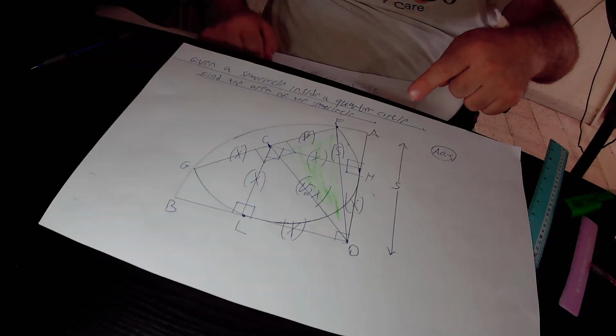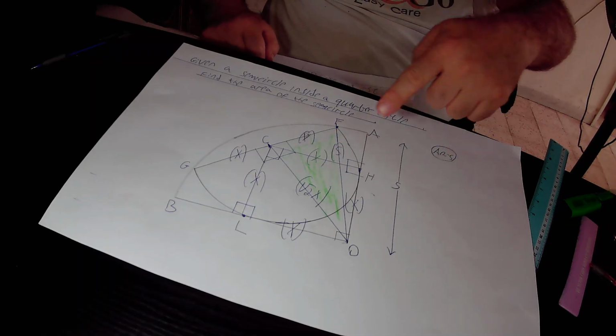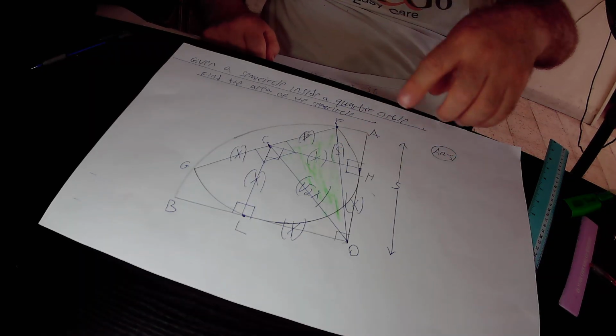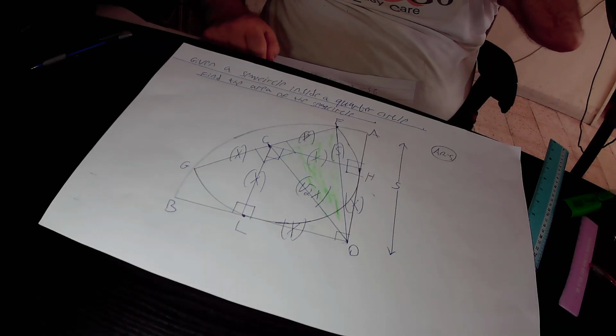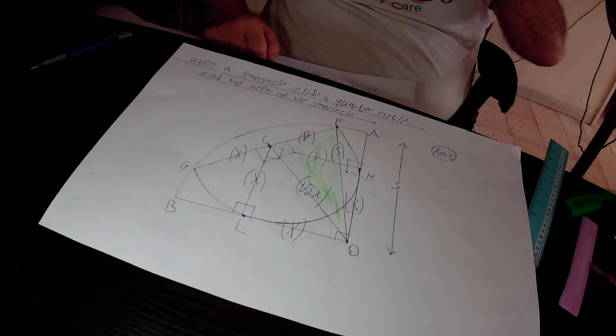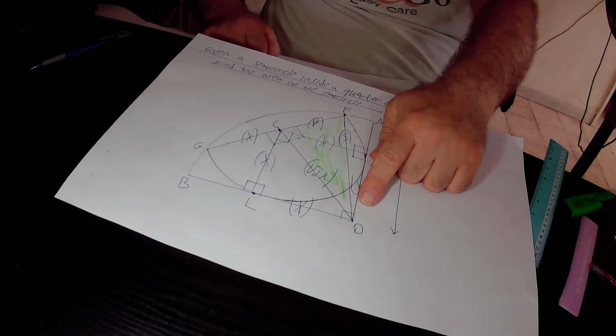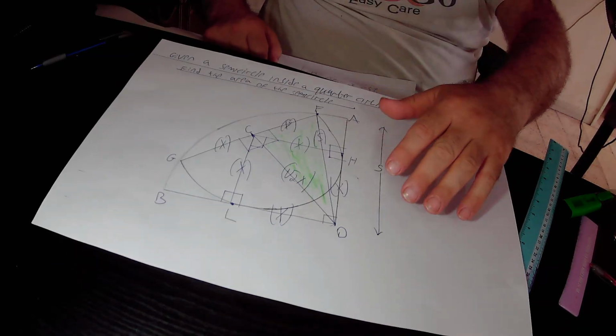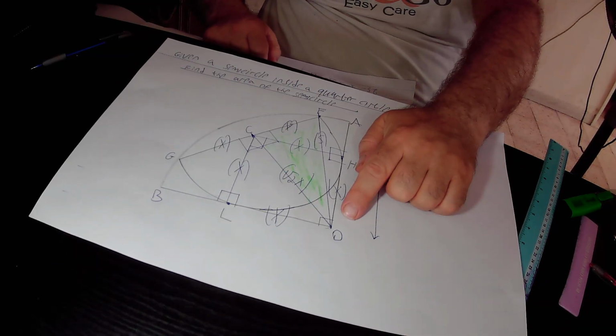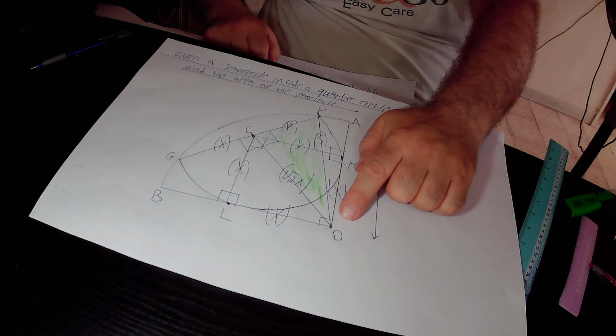OF is the radius of the quarter circle, which equals x, that is equal to 5 according to what is given in the question. So here, OF equals 5. This is the center of the quarter circle. This is point O, that is the center of the quarter circle.